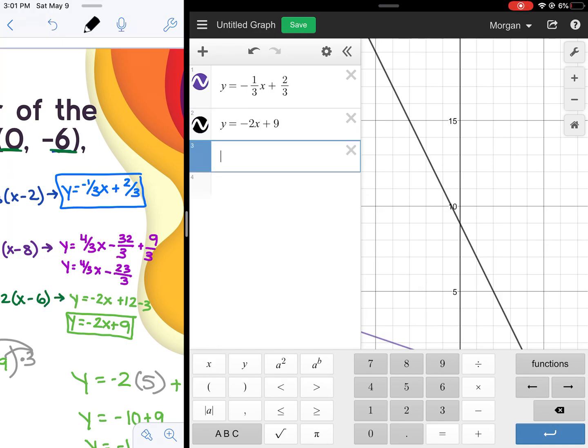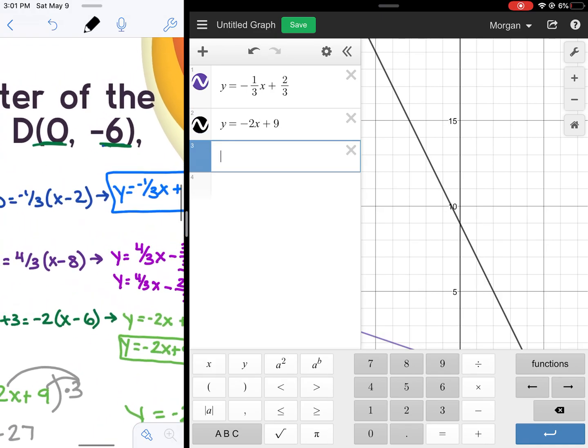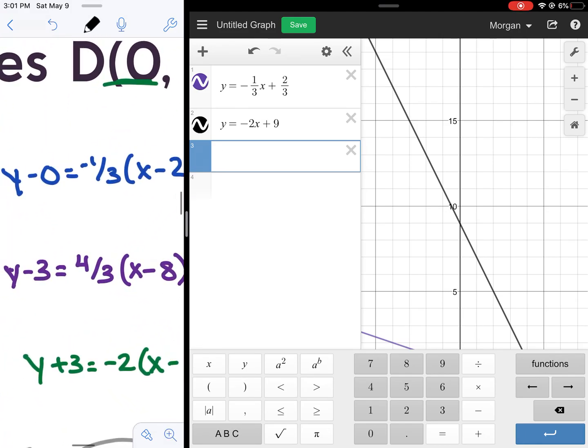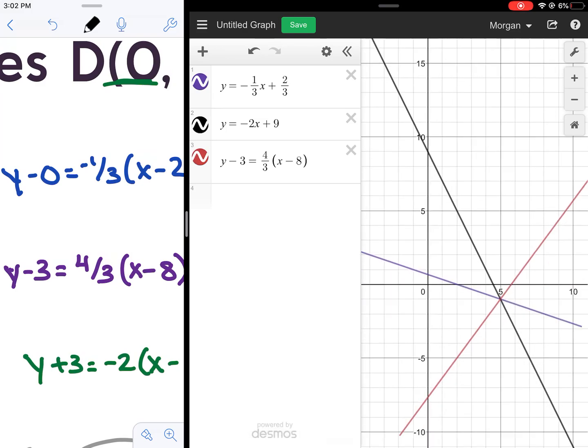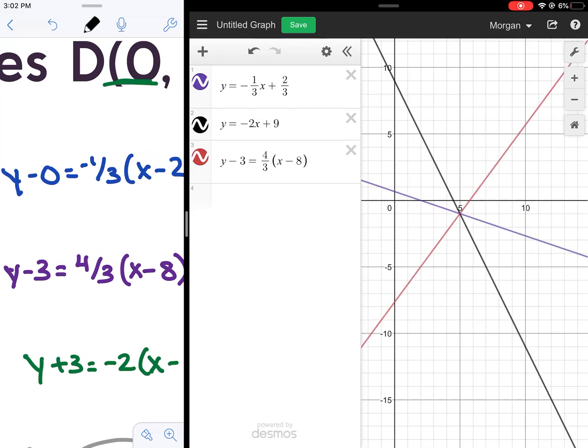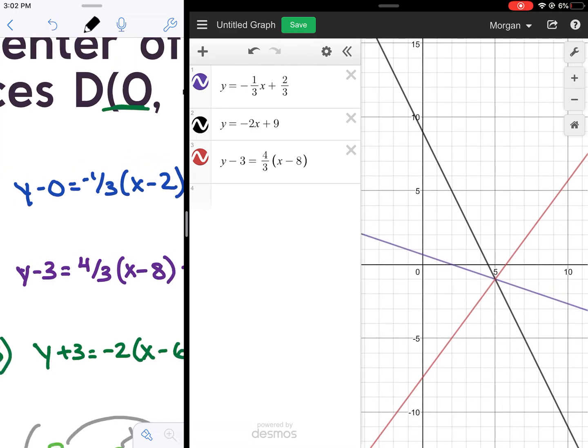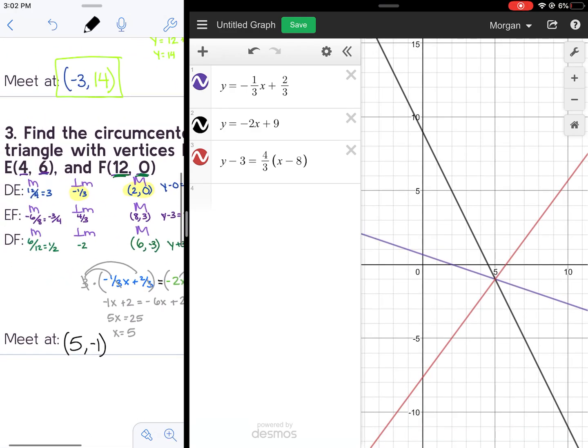And just for fun, because I love Desmos so much, I'm going to put that last crazy one in. But I'm going to type it without having distributed because I don't want to deal with all of those fractions. So I'm going to do y minus 3 equals 4/3, tap out of there, x minus 8. Close up that parentheses. And now I'm looking for where do those three lines meet. And it sure looks like they are meeting at 5, negative 1, which is exactly where they should meet based on my math.